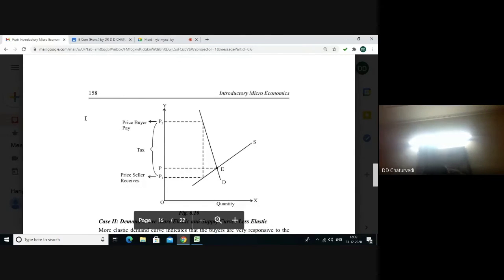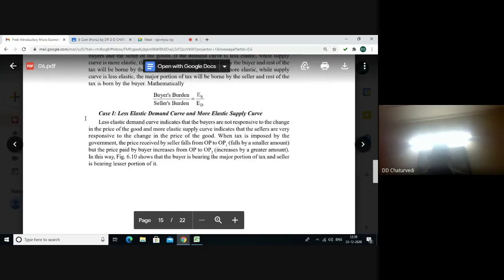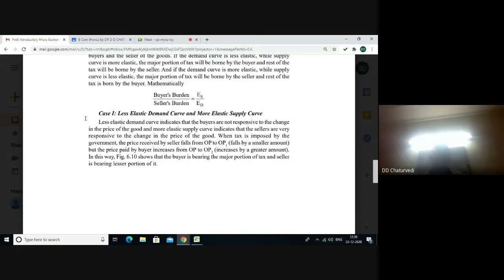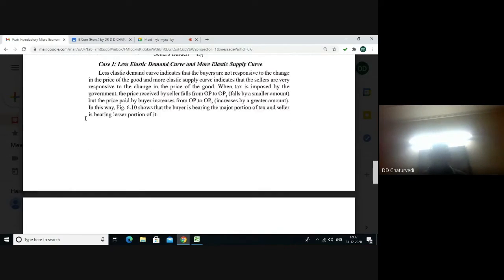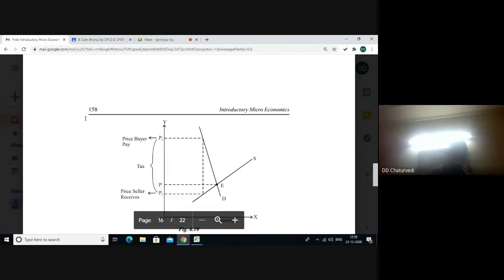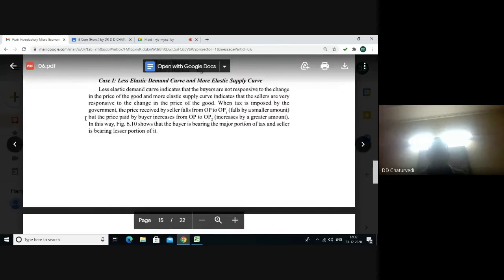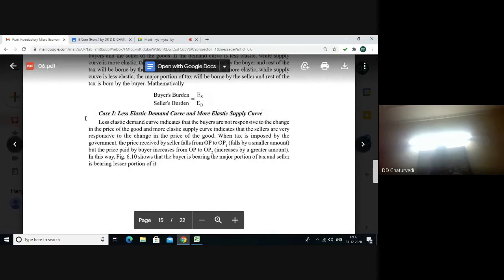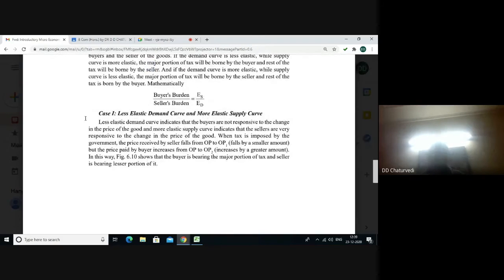And elasticity of demand is low. So seller's burden is less. Seller's burden is directly proportional to elasticity of demand. So with low elasticity of demand, seller's burden is low in this diagram. Buyer's burden is more because buyer's burden is directly proportional to elasticity of supply, and this elasticity of supply is greater in this diagram.